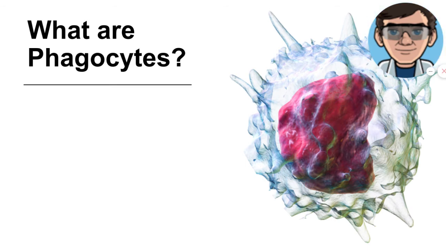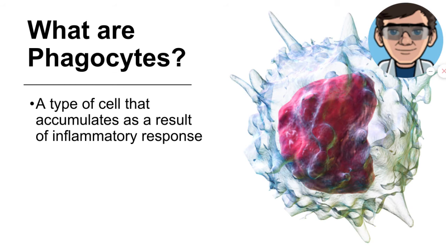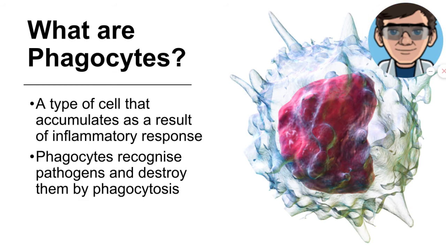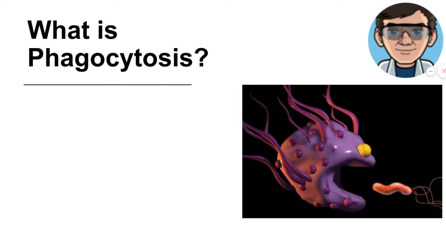Okay, so let's look at what a phagocyte is. This should be familiar to you from National 5 biology anyway. This is the type of cell that accumulates as a response to inflammatory response. Phagocytes are going to recognise pathogens and destroy them. And this is any pathogen, that's why it's called non-specific.